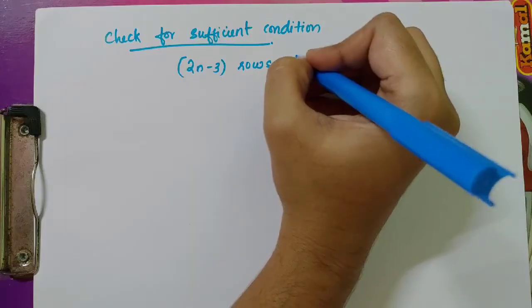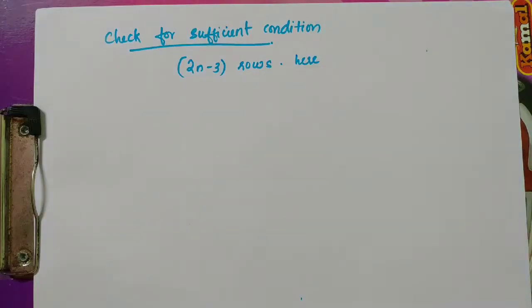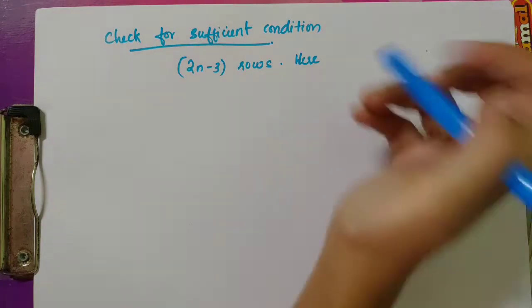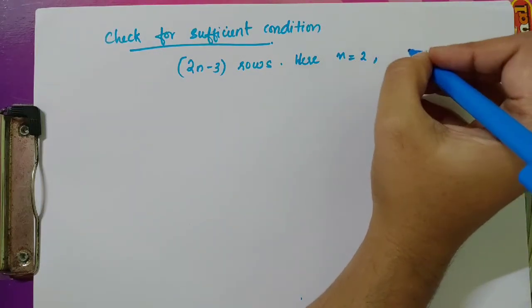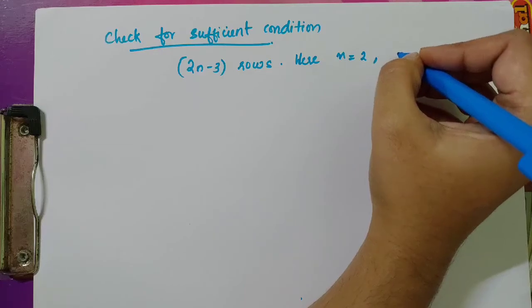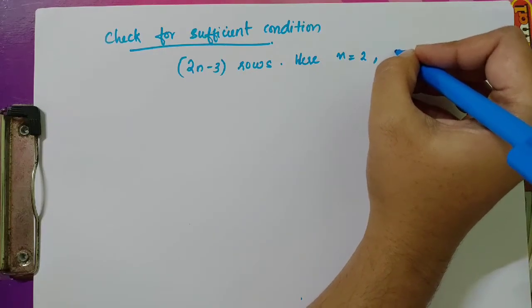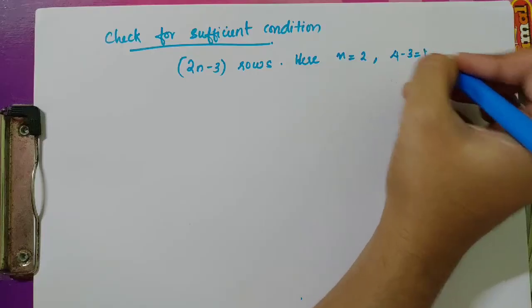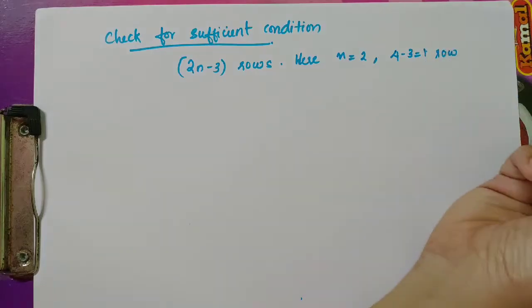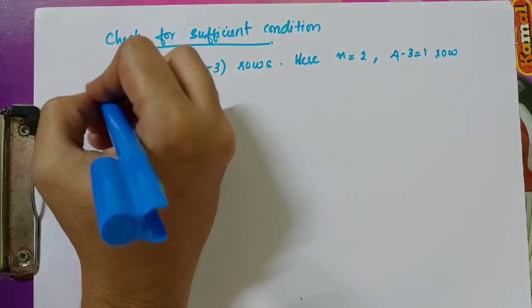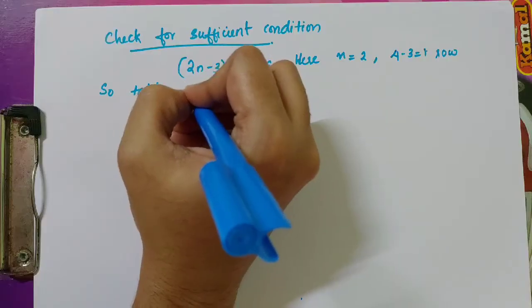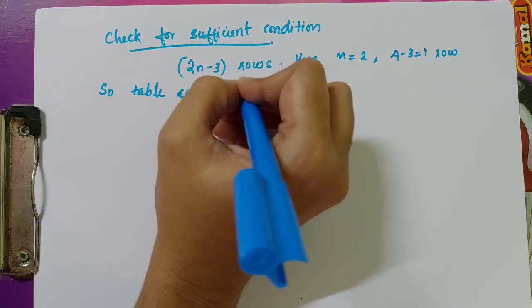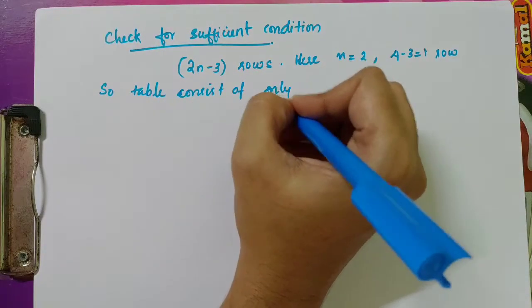Here n is equal to 2, therefore 2 into 2, 4 minus 3, that is equal to 1 row is there in the table. Okay, so the table consists of only one row.